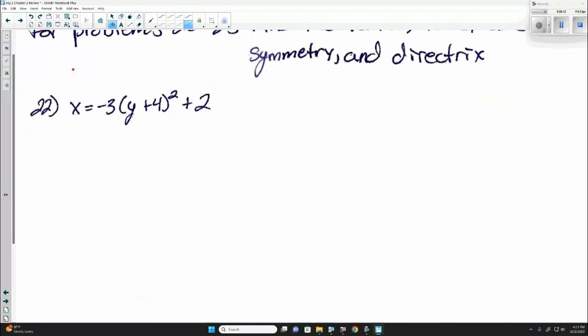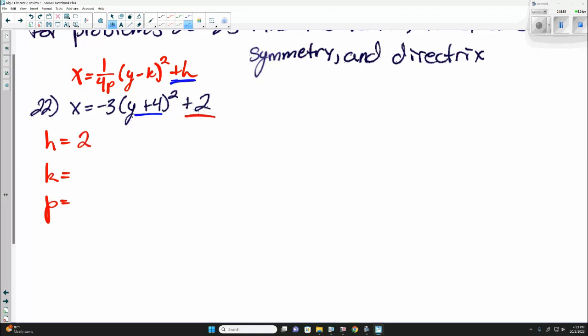22. So we still have another x equals, so x equals 1 over 4p times y minus k squared plus h. So we need to find the value of h, k, and p. H is on the outside, matches up with our plus 2, so it's positive 2. Our plus 4 inside matches up with our k. Because it's positive 4 inside, it comes out as -4 to match up with that sign change. And our p value is equal to 1 over 4 times the number in front of the parentheses, which is -3, which actually gives us a p value of -1/12.